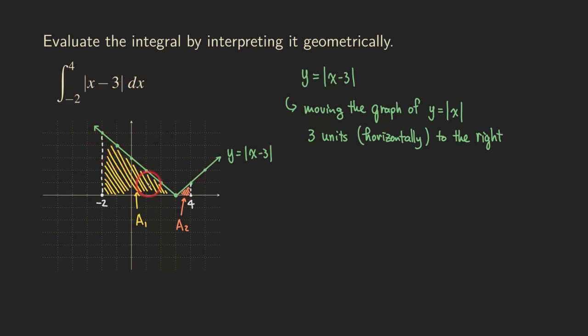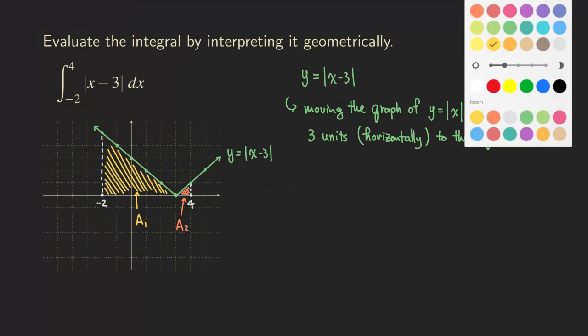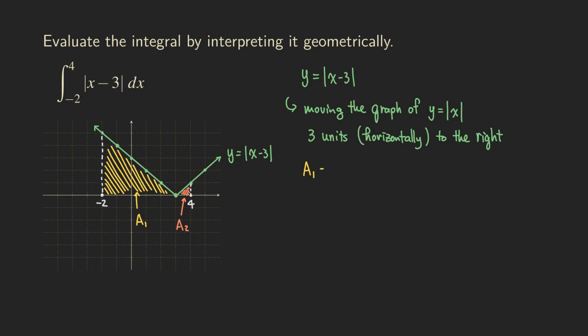That will be easy because we know how to find the area of a triangle. Let's look at A1. A1 is equal to 1/2 times the base times the height. What is the base? Let's count: 1, 2, 3, 4, 5. The base is 5 units. What about the height? 1, 2, 3, 4, 5. The height is also 5 units.